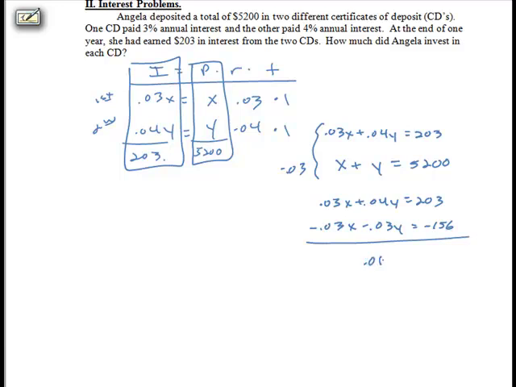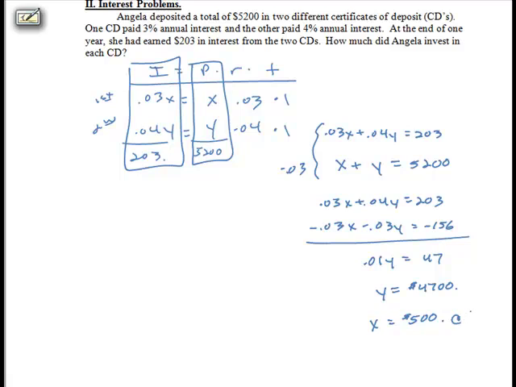Add the two equations together. That allows us to solve for y. Y is equal to 4,700, which makes x equal to 500. So we include our units, dollars, but we have to understand what these two variables stand for.